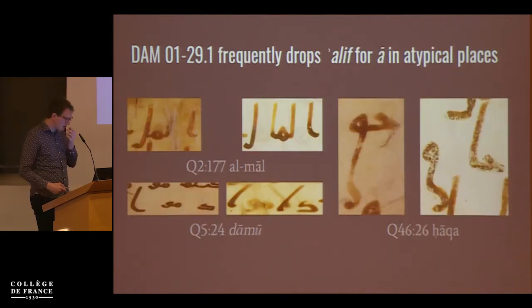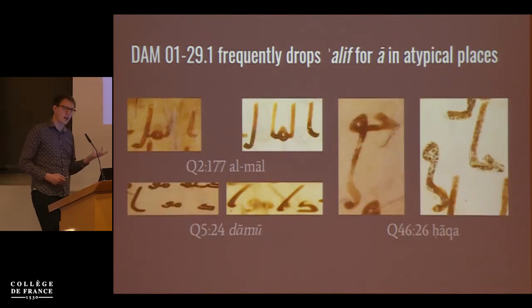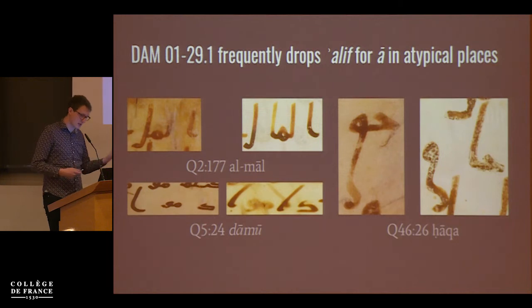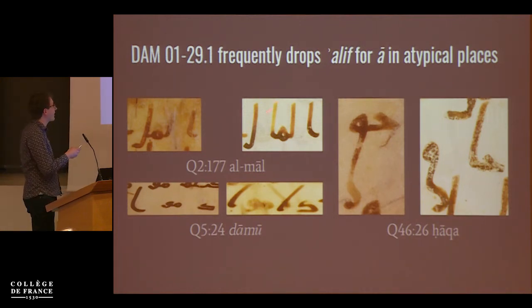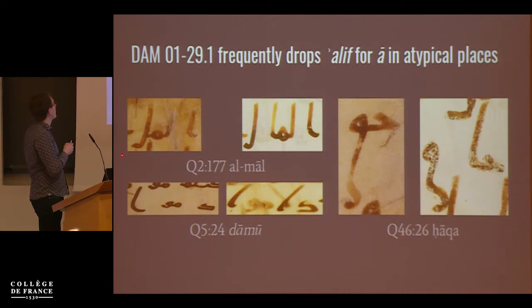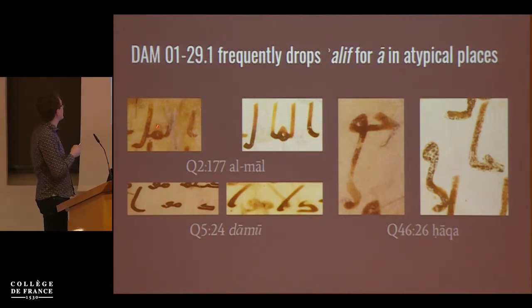Besides that, we also see that it frequently drops the alif for long a, which is indeed atypical in the Nabataean period, and it's very typical to use, especially in words like al-mal. Any other manuscript, if you take al-mal, it will always be written with an alif. But here in DAM 29, it's written as alif, lam, mim, lam.